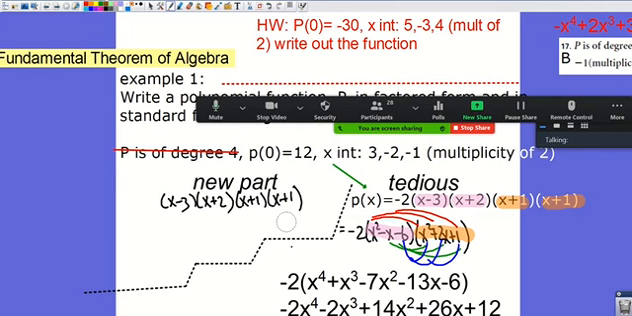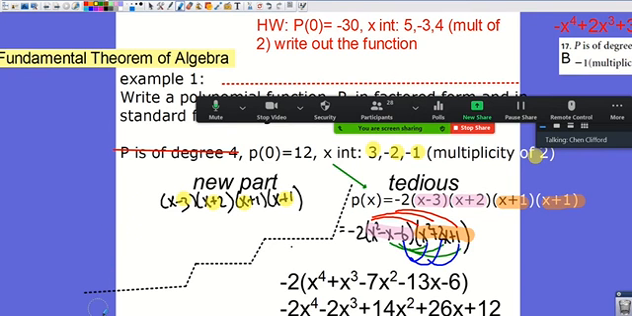All right. So look at these 3 highlights over here. 1, 2, 3. And multiplicity of 2. That's pretty straightforward. Yes, that's correct.